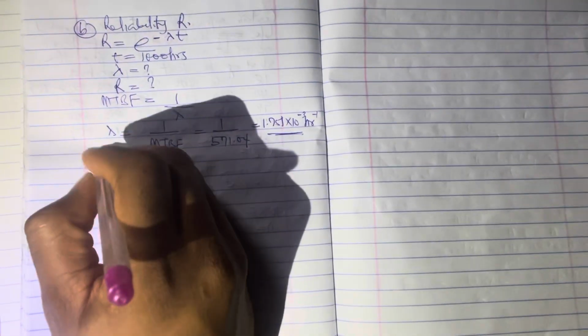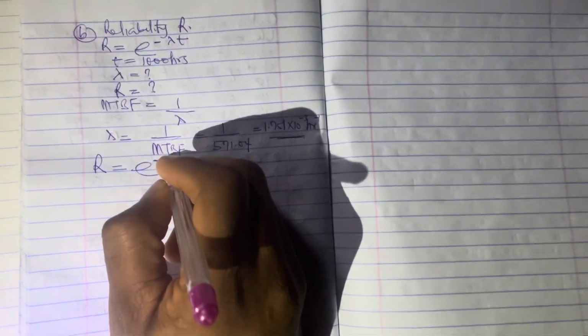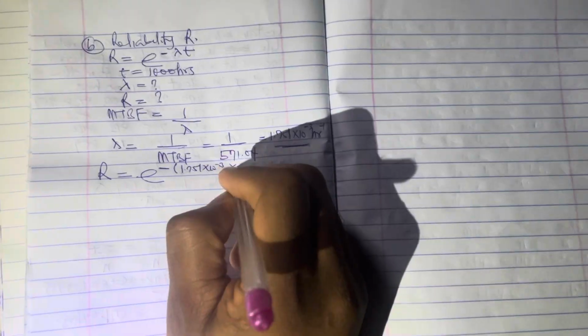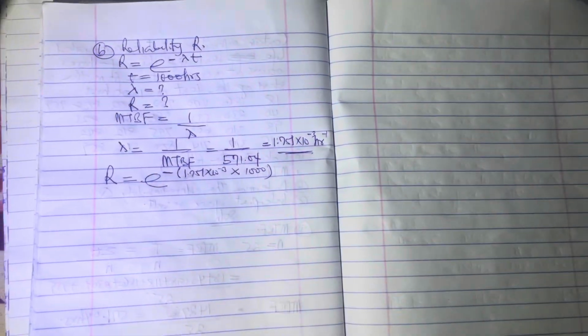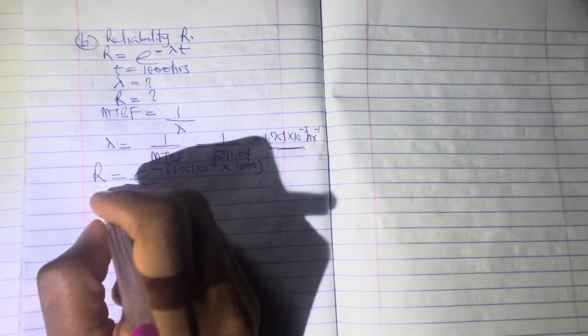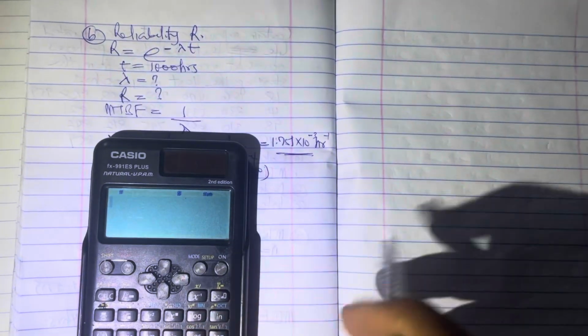So now that you have gotten it, your R will now be e raised to the power of minus lambda, that is minus, bracket open, 1.751 times 10 raised to the power minus 3, then times 1000. When you solve that, your R will be equal to, okay, let me show you how to go about that. This is how you plug it into your calculator.